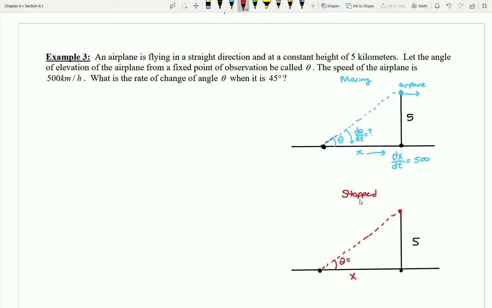So let's take a look here at what's happening in the stopped picture. When is it that I'm told that I'm going to pause the movie? I'm going to keep letting this angle go lower and lower and lower, and then I'm going to pause the movie at the moment when theta is 45 degrees.